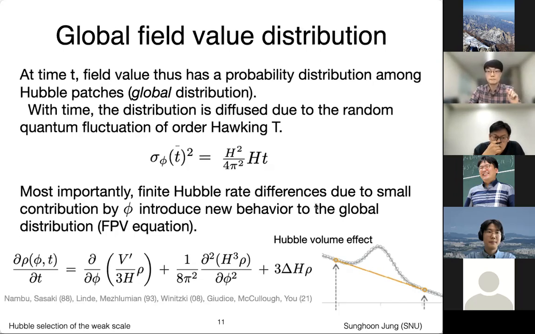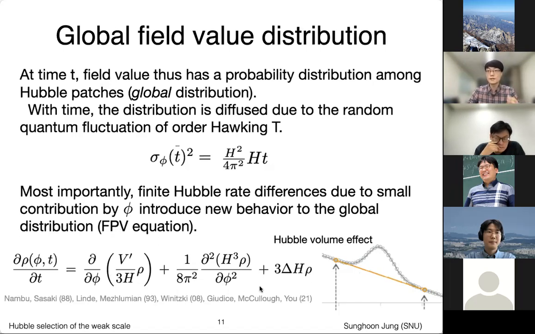So that provides a bias, and in the literature, that's called the Hubble volume effect. This could be the global field distribution, but in some Hubble patches we'll have a larger Hubble rate, and some have a lower Hubble rate. As time goes on, more Hubble patches with this value will be produced than these. Such a global distribution's time evolution is determined by the so-called volume-weighted Fokker-Planck equation, the FPV equation, determined by three terms.